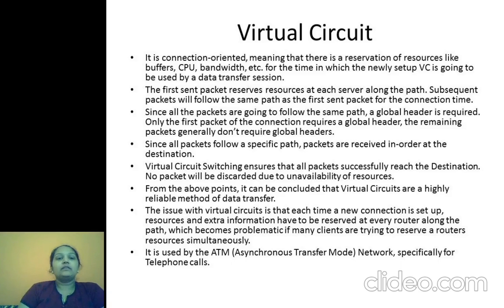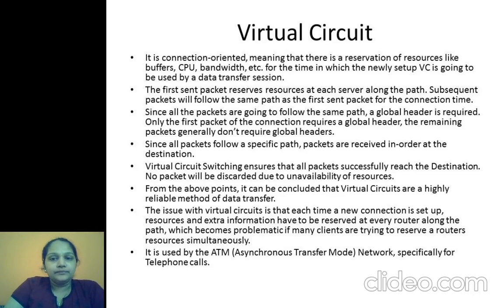Next, the issues that happen in virtual circuits. Virtual circuits need a new connection each time. Whenever you want to send a packet in the virtual circuit, you need to create a new connection every time.